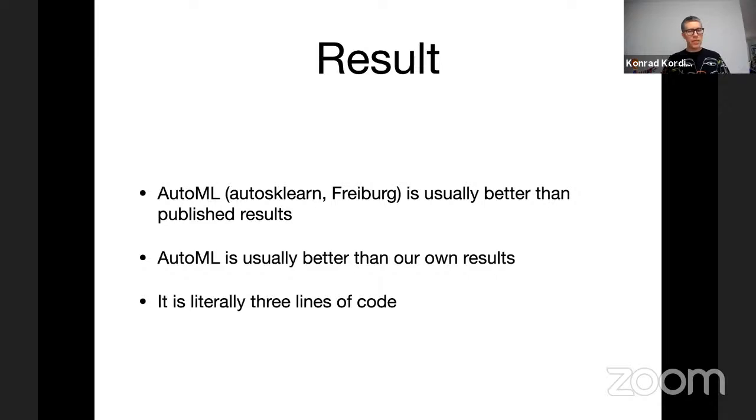And what's our general finding? Auto-ML, and we tend to use Auto-sklearn, which is from Freiburg University, is usually better than published results when we reanalyze published results. It is usually better than our own results. I mean, yes, we can beat automatic machine learning if we really put effort into this. But that is a lot of effort for a team that is very good at machine learning already. And it's very, very easy to apply. It's just a few lines of code.